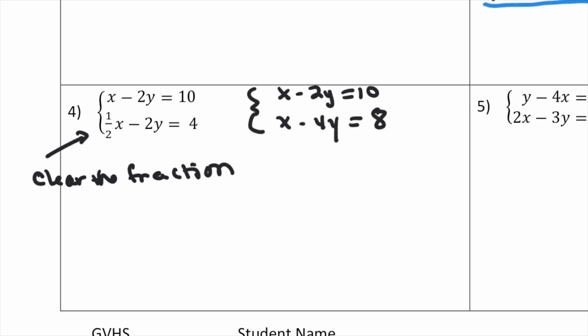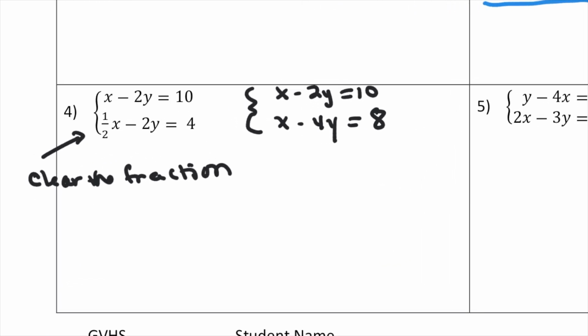Now for question 4, we have the fraction in front of the 1/2 x. If you do not like the fraction, you can clear the fraction. As you'll recall, multiply by your least common denominator to clear that fraction. Rewrite the problem, then you'll be able to solve for one of your variables. X equals 10 plus 2y.